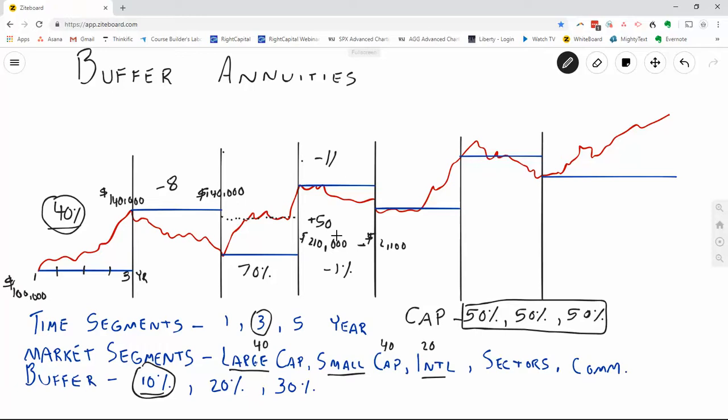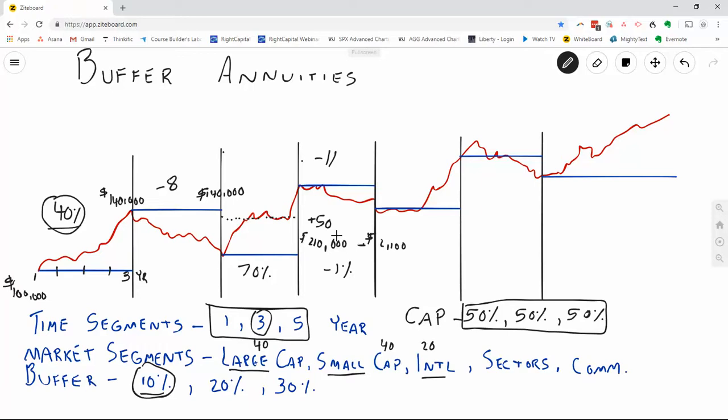You've got segments. These are the segments that you can choose: the time period after which you'll get the calculation or the credit. You've got the market segments you can choose between. You can divide those up however you want. And you've got the buffer.